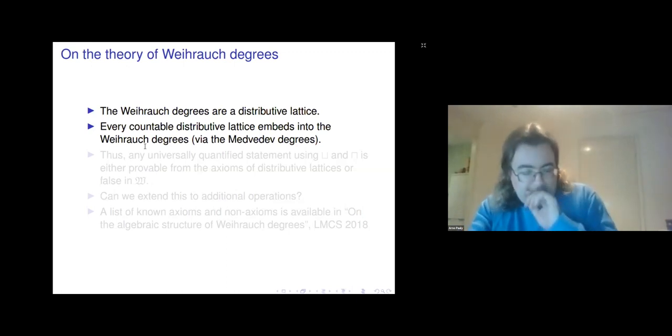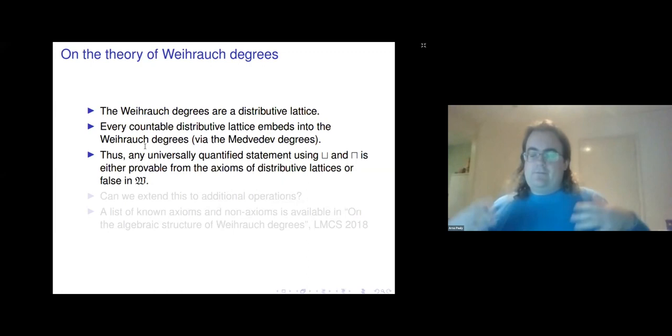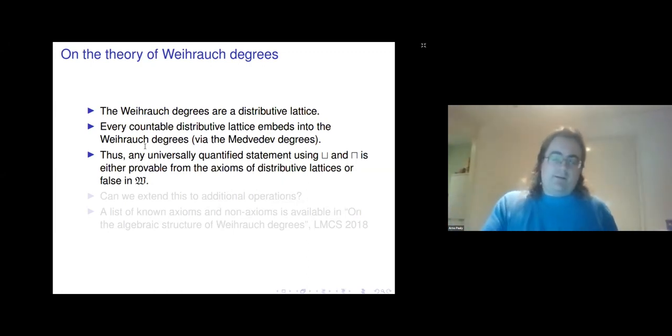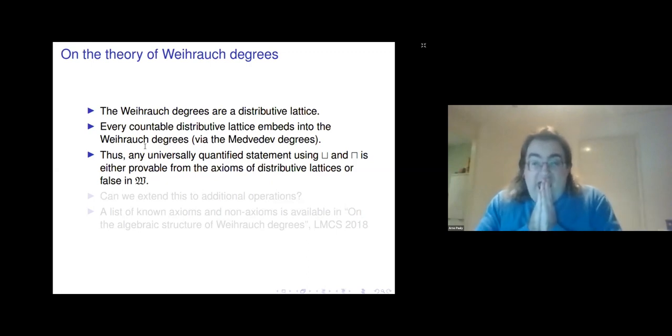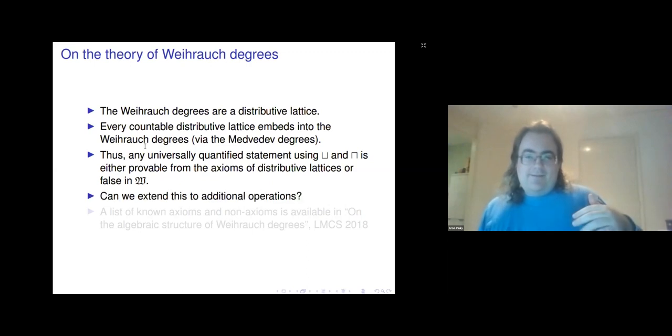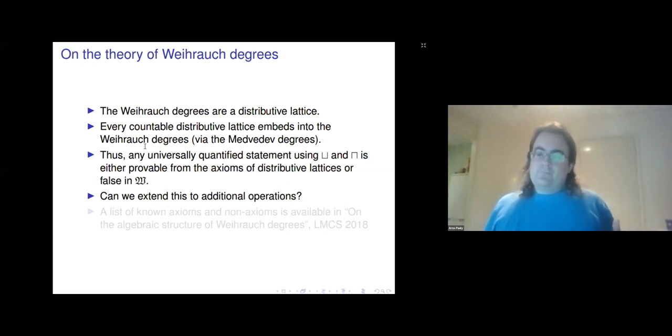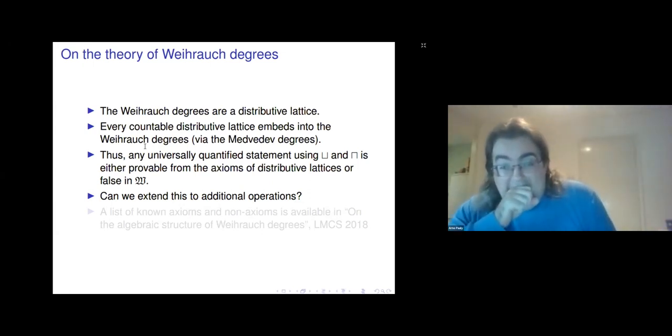the Weihrauch degrees, and that tells us if you have any kind of universally quantified statement over the Weihrauch degrees using just join and meet, either you can prove that just from the rules of how a distributive lattice looks, or it's false in the Weihrauch degrees. And it would be great if we could get something like that for more of the operations, where we can say, okay, here is a list of some axioms guiding how these principles look, and for any universally quantified statement, you can either prove it from those lists or you can find a counterexample.